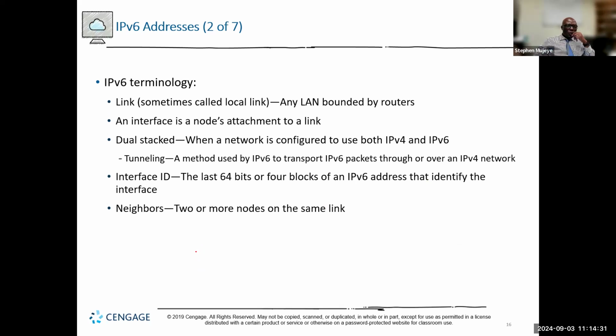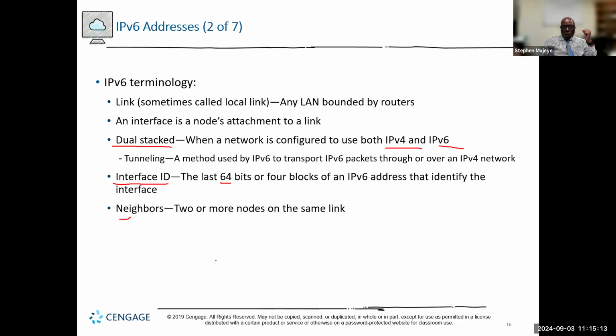These are some terminologies to keep in mind as you use IP version 6. Dual stacked: I think as IPv6 was being rolled out, some networks were configured to use both IPv4 and IPv6. If you are doing that, then that's dual stacked. In IPv4, we had network ID. Notice now we have interface ID. The interface ID is the last 64 bits, or 4 blocks, of an IPv6 address.